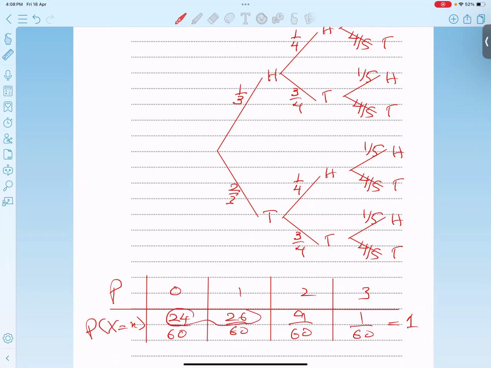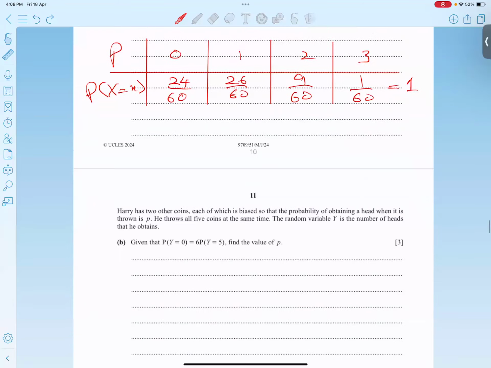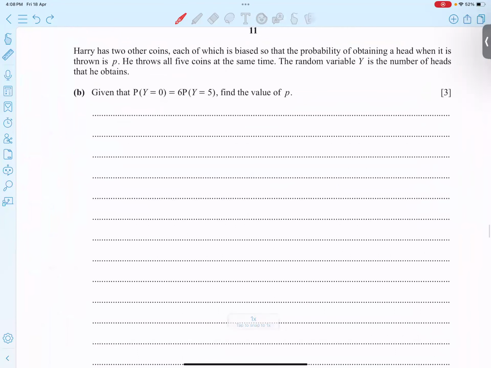So you can check it. If you add them, you get 59 plus 1 over 60, which gives you 1. I think this part is clear. Let's go for the next one.